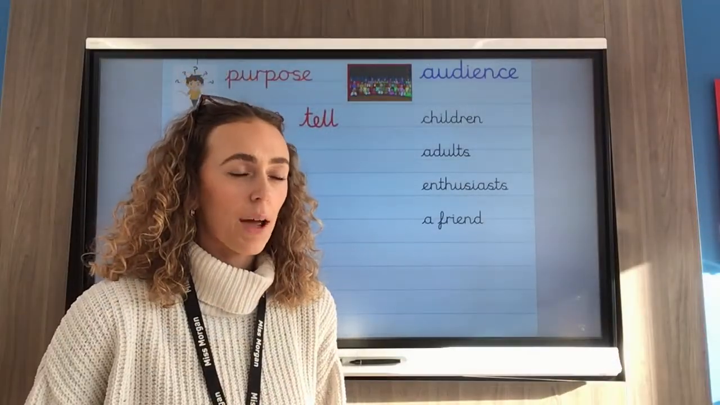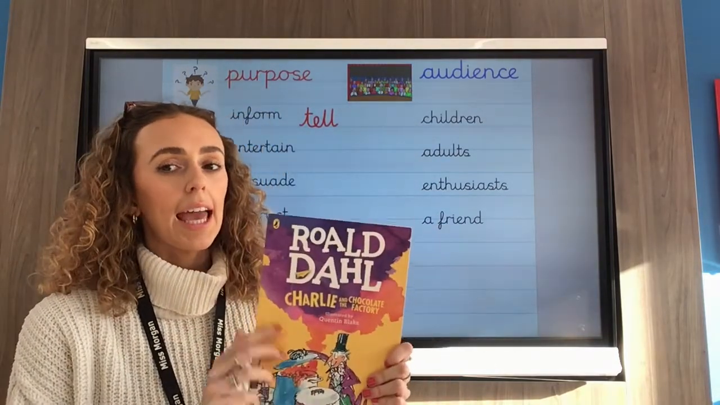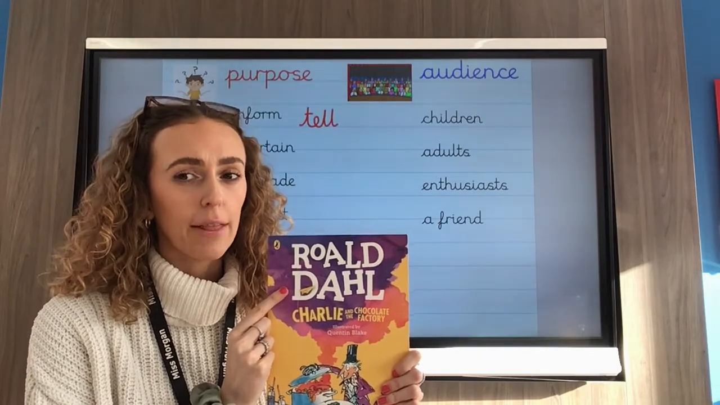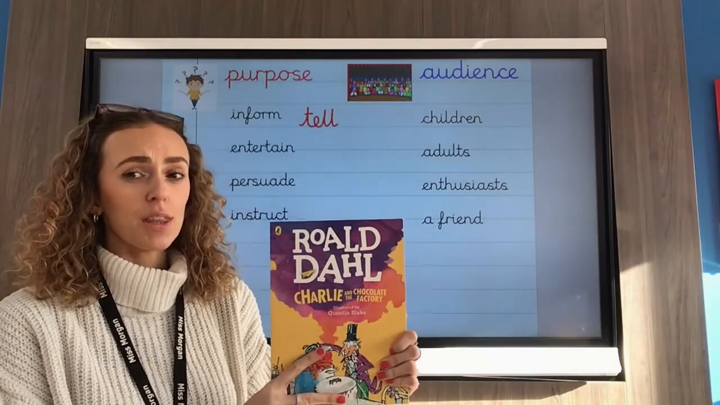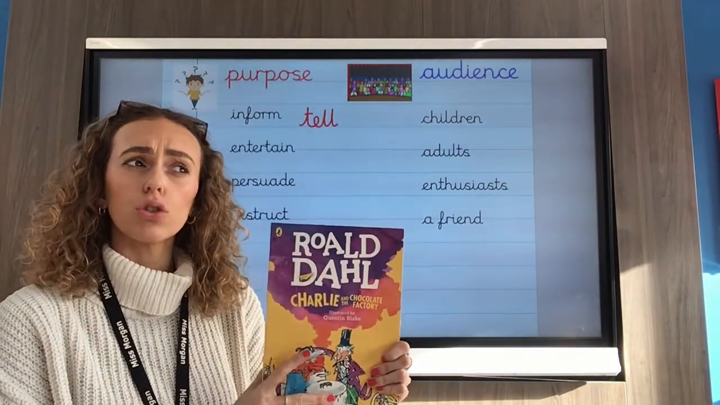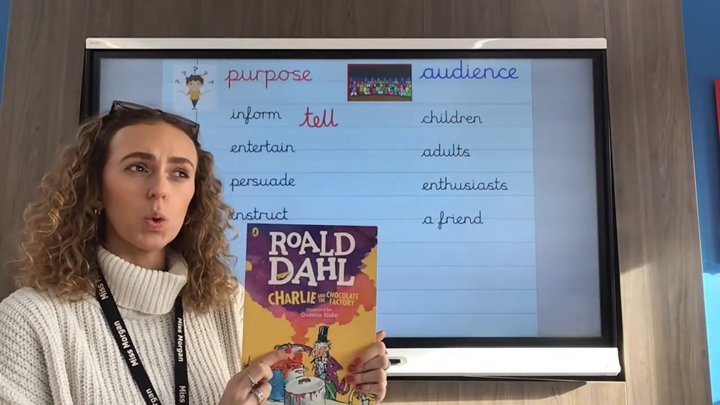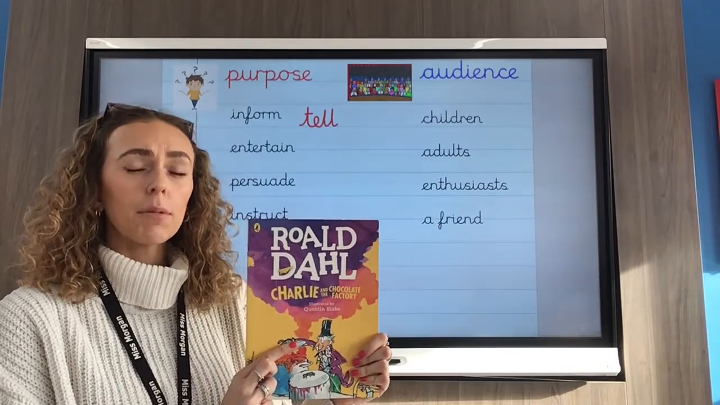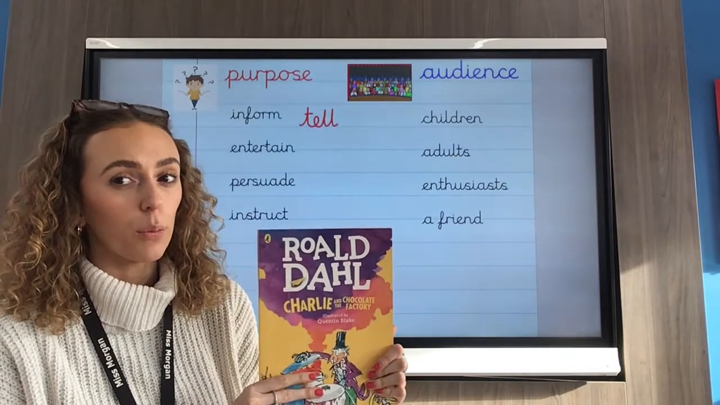Okay, year 3, I want you to do something now. I want you to put yourself in Roald Dahl's shoes, okay? You are the author of Charlie and the Chocolate Factory, okay? And I want you to think, what was the purpose of me writing this story, this narrative? And who is my audience? Now we have read this, so have a good think, okay?